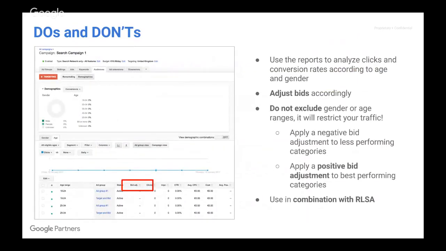So the do's and don'ts, as we said, demographics is another signal that you can use. It's good to use it really as a complement to what users are doing. So you're not going to use it to, for example, exclude a specific audience, but more to adjust your bids on the audience, so either age range or gender, that perform the best for your clients.